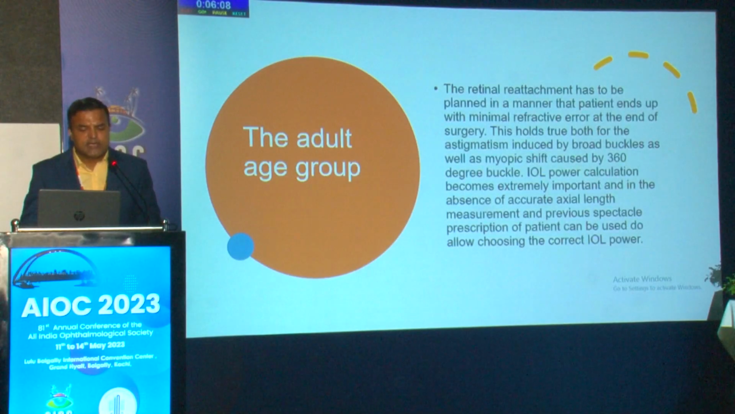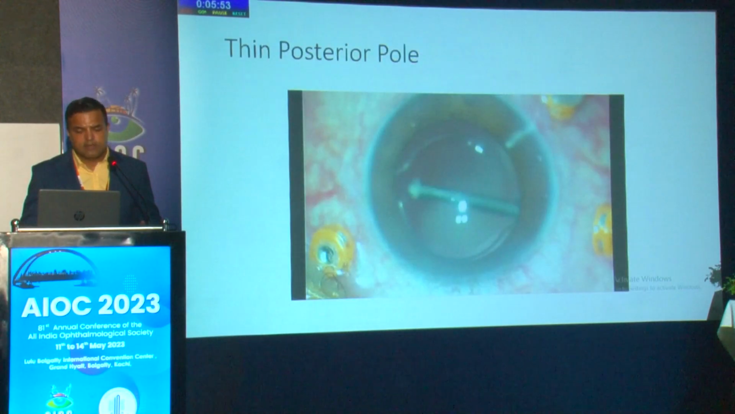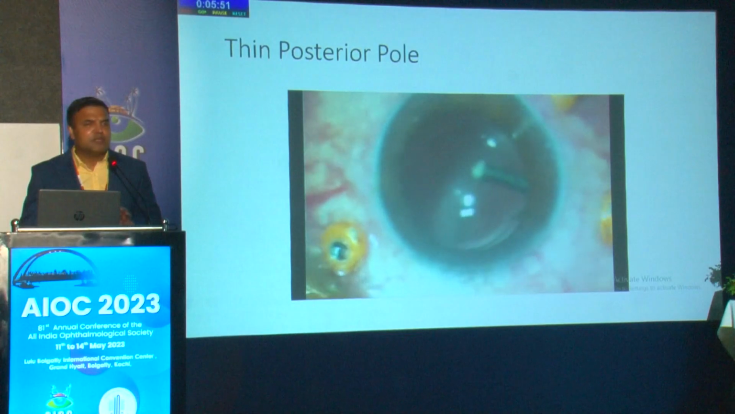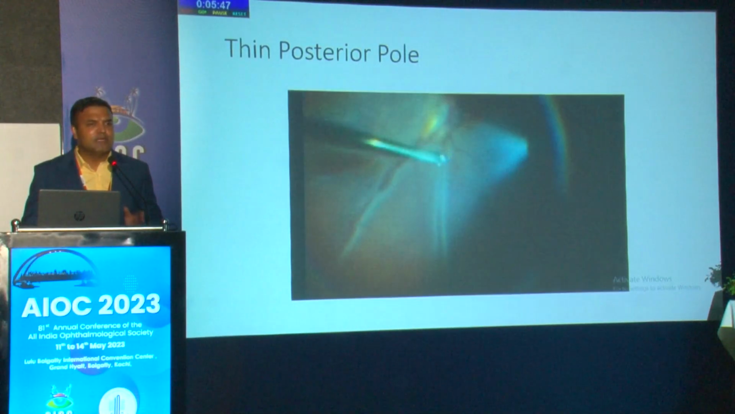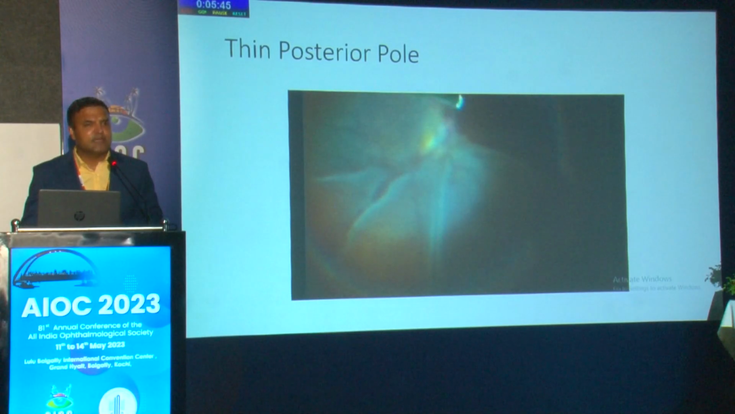Coming to the adult age, the retinal reattachment has to be carefully titrated with the refractive requirement of the patient. So a careful IOL power calculation is required, because most of the times we are going to perform a combined surgery in these cases. So once you have placed the IOL, you should be clear what is the IOL power that you are going to use. This should be arrived at by comparison with the other eye and the difference in the prescription between the two eyes.